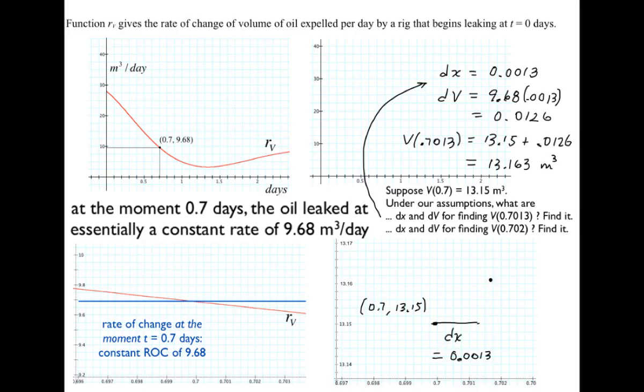Can I just go to that point? So the dv is what gets us that point, right? So is that about there? And that dv is the 9.68 times 0.0013.